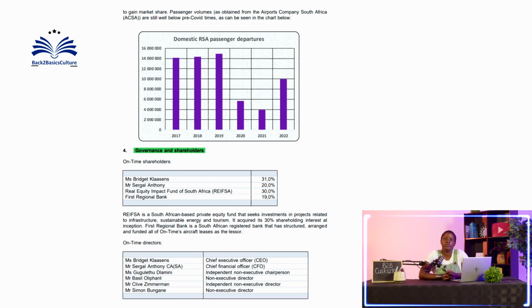Then we've got Ms. Kukuletu Dlamini, who's an independent non-exec, Mr. Basil Oliphant, who's a non-executive director, Mr. Clive Zimmerman, an independent non-exec, and Mr. Simon Bungane, who's a non-executive director. Okay, so we would also just check if that's in accordance with the King Code.